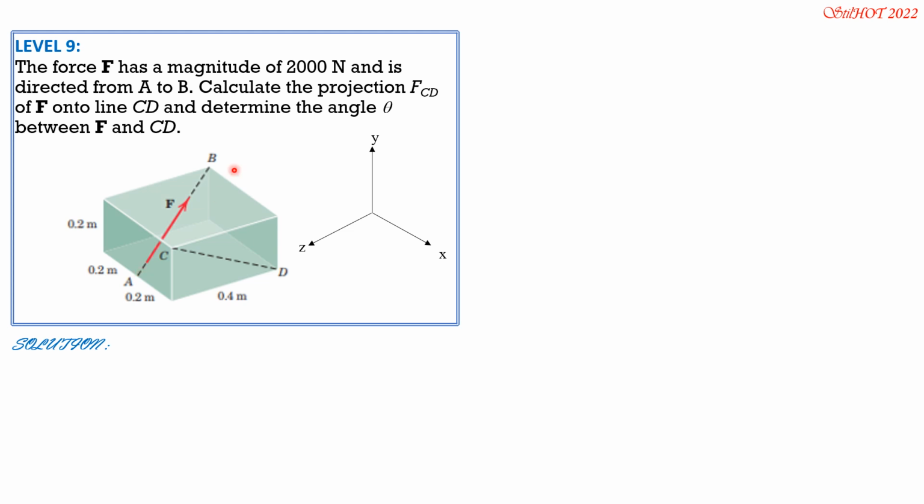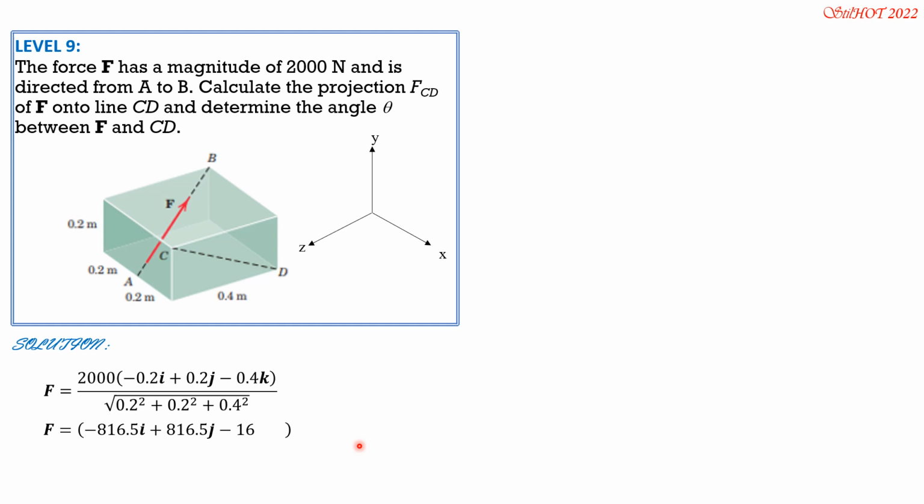So from A to B, the movement would be to the left along X, negative 0.2i, up 0.2 along Y, then backward along Z by 0.4. So therefore, F is magnitude 2000 times the quantity negative 0.2i, positive 0.2j, negative 0.4k, divided by the distance, square root of 0.2 squared plus 0.2 squared plus 0.4 squared. Then F in component form, negative 816.5i plus 816.5j minus 1633k newtons.